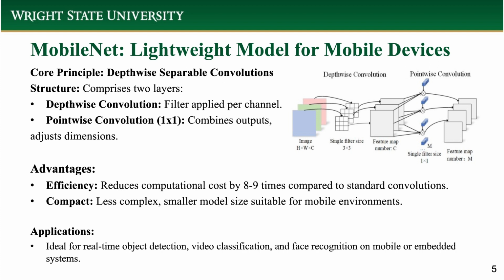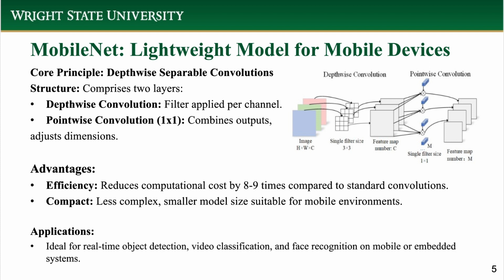Now let's talk about the advantages. Efficiency. Depth-wise separable convolutions dramatically reduce the computational cost by approximately 8 to 9 times compared to standard convolution. Secondly, it is compact. The model is simpler and has a smaller size, making it less burdensome for memory and faster in performance, which is crucial for real-time applications.